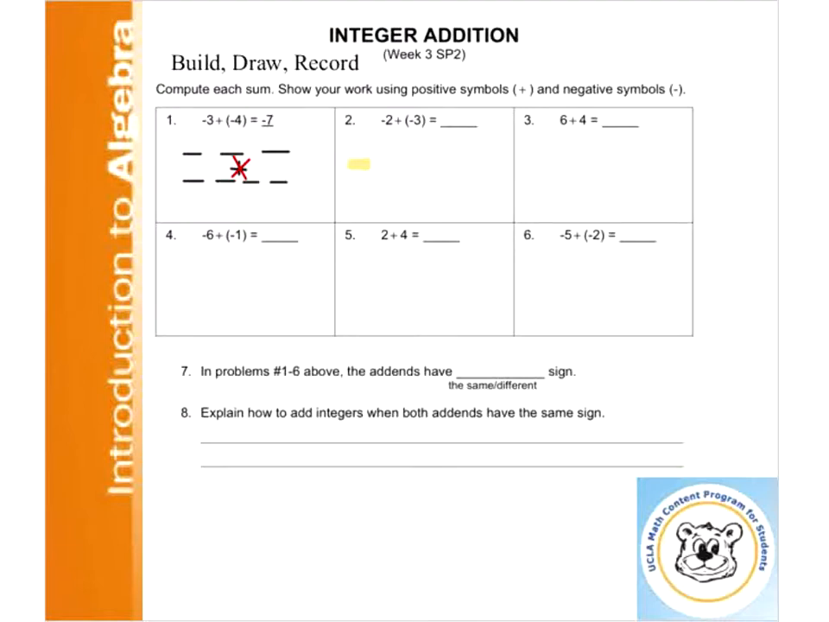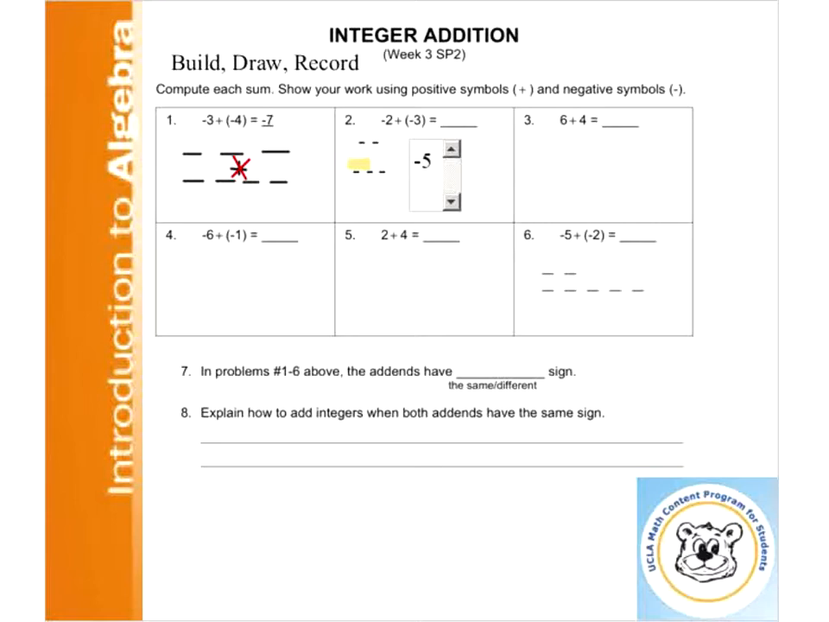Okay, so for number 2, I'm going to start with 2 negative markers. The plus sign means to add. I'm going to add 3 negative markers. And the result is -5. Okay, and it looks like someone's drawn that in there. Great, thank you so much.